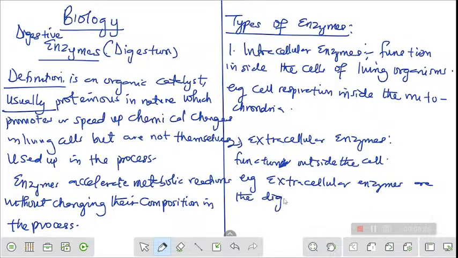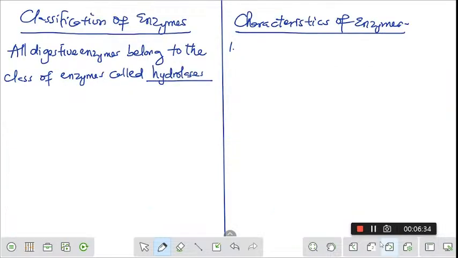So that's just it. Let's go to classification of enzymes. There was a method they were using for the classification of enzymes before, but that method is no more correct. I hope you understand. The new method of classifying enzymes is based on the nature of chemical changes brought about on a substrate. Such changes may involve oxidation, in which case the enzyme will be called an oxidase.